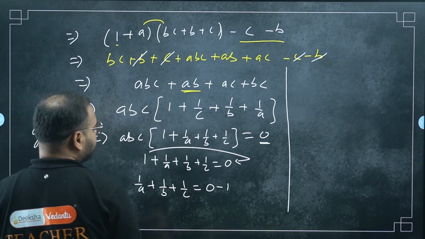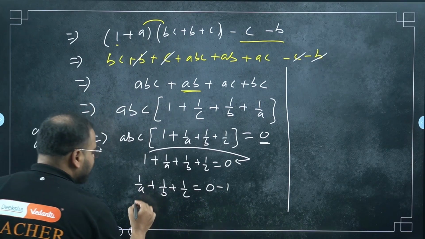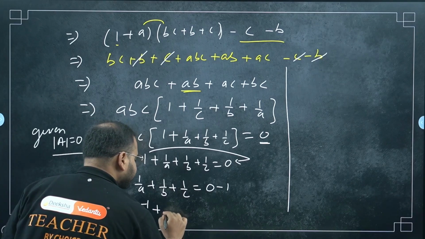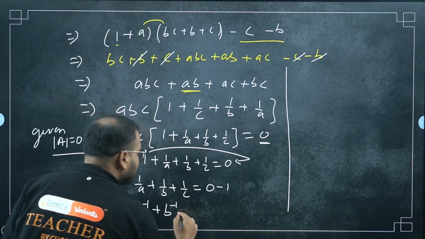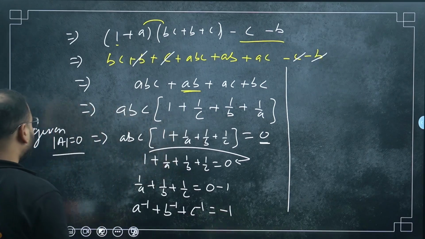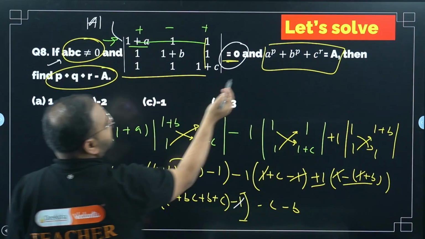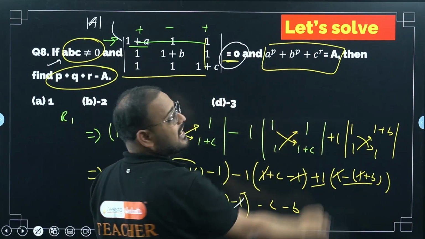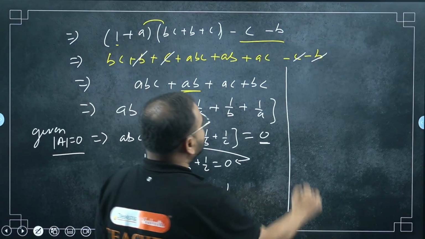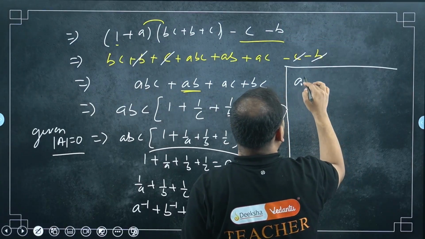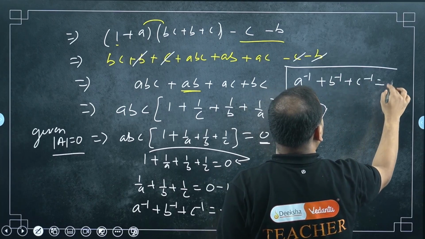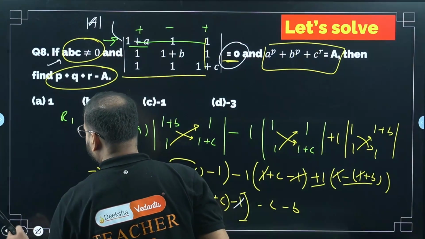If I am rewriting this, I can write this in exponential form: A power minus 1, B power minus 1, C power minus 1 equal to minus 1. Why? Because that's what they are looking for. Check here, A power P, B power P, that exponential form is given. So what is the result that we got so far? I got A power minus 1 plus B power minus 1 plus C power minus 1 equal to 1.